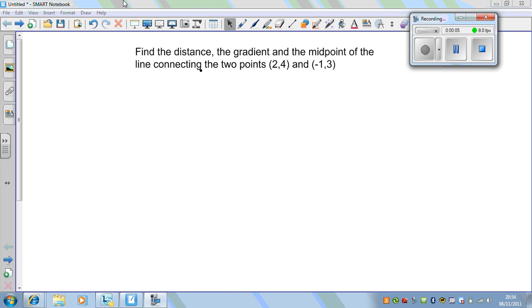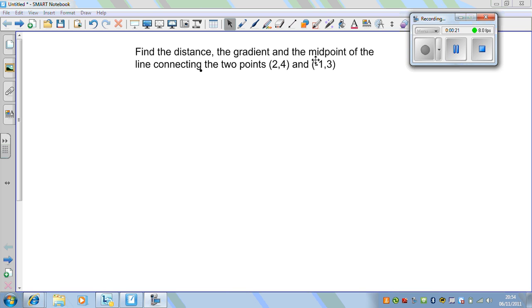This is going to help you with assignment 7, the first assignment on the chapter on coordinate geometry. So a bit of change of direction from what we've been doing so far, predominantly algebra.